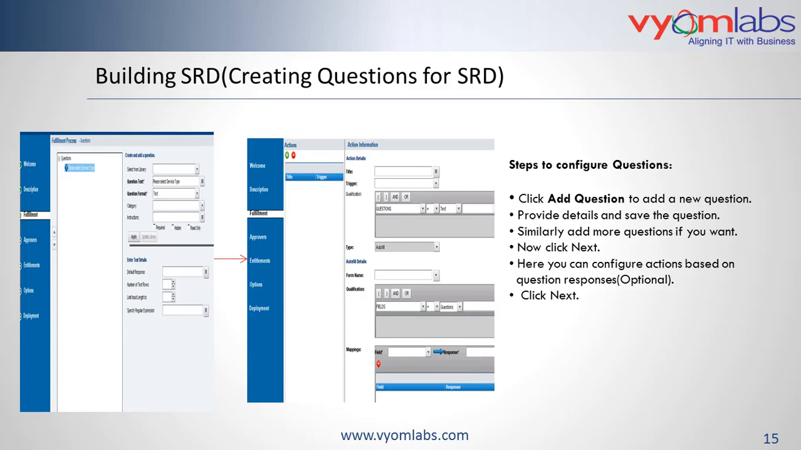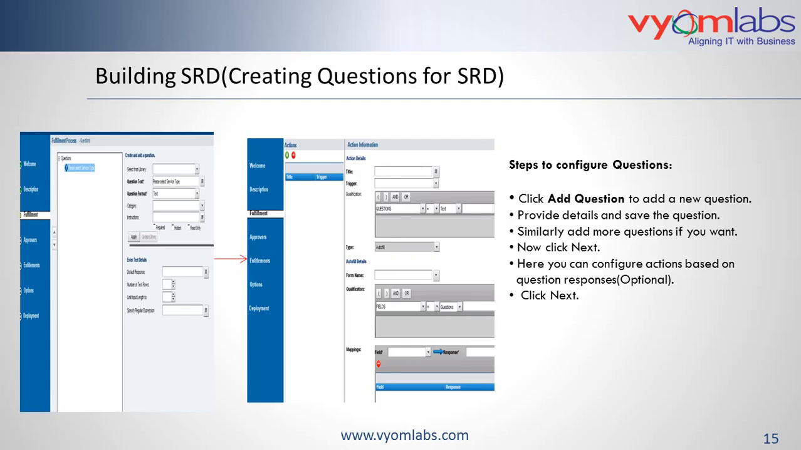To add a question in the field, these are the steps. We have to click Add Question to add a new question. Then we have to provide details of the question. The question can be either simple text or a menu. You need to go through the SRM documentation, where you will be able to understand the different types of questions you can add. It can be a radio button, a menu, a drop down, or simple text. It depends on what type of questions you want to ask your end customers.